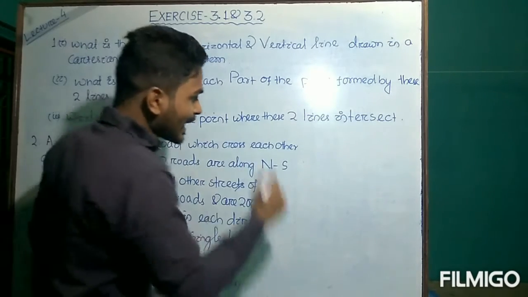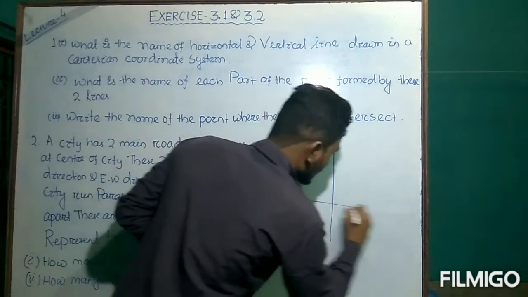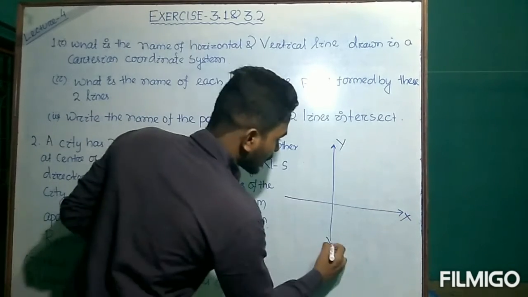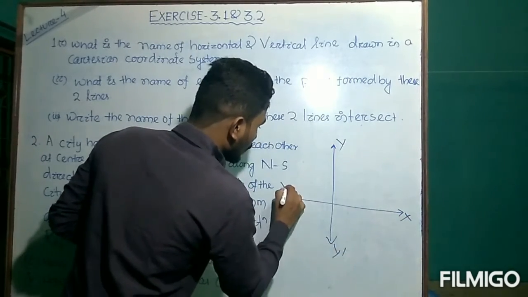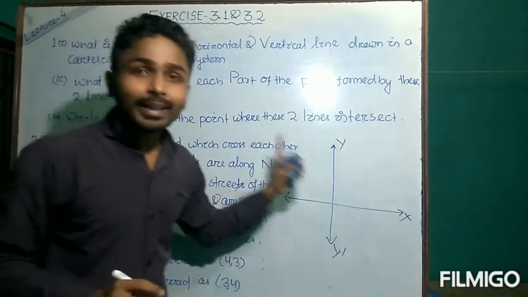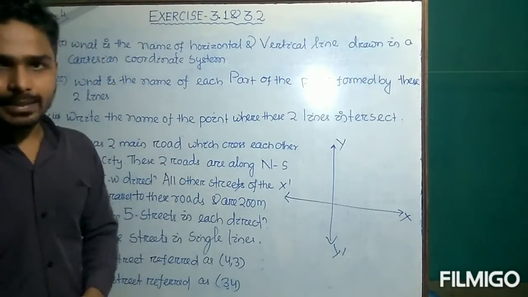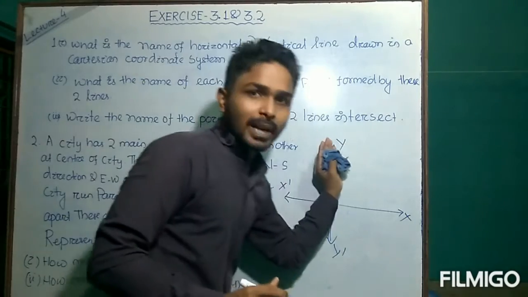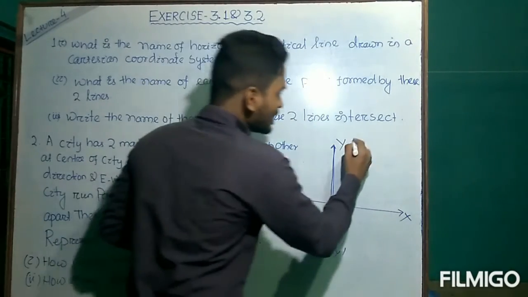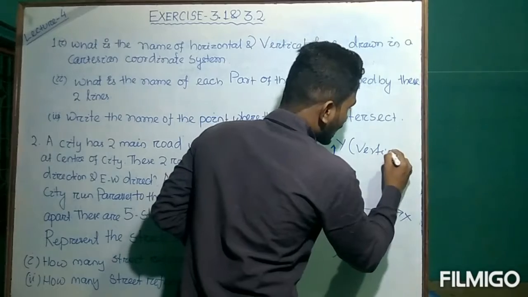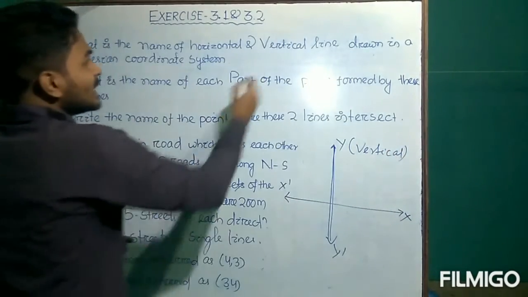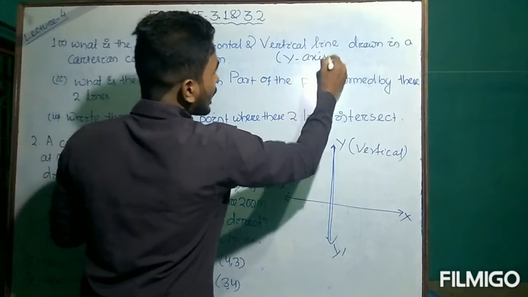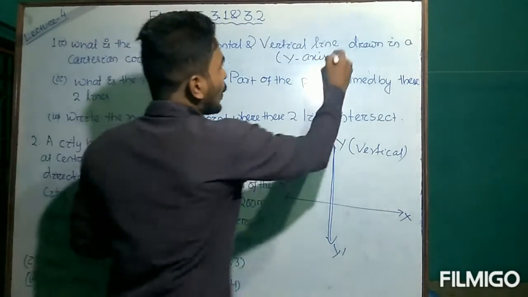Okay, that means in a Cartesian coordinate system, this is a Cartesian coordinate system. This is the x-axis. This is the y-axis. So, what is the name of the vertical axis and the horizontal axis? As you have already known, this one is the vertical axis because it is perpendicular to the base. So, what is the name of the vertical axis? The name of the vertical line is y-axis. Understood? Or you can say ordinate.